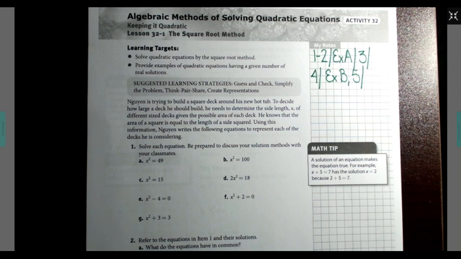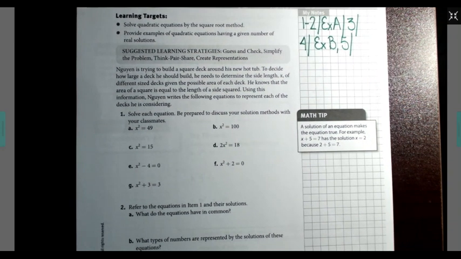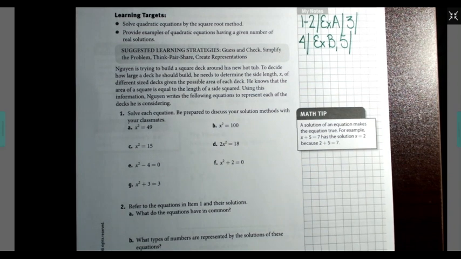It starts off by saying, Nguyen is trying to build a square deck around his new hot tub. To decide how large a deck he should build, he needs to determine the side length x of different sized decks given the possible areas of each deck. He knows that the area of a square is equal to the length of a side squared. Using this information, Nguyen writes the following equations to represent each of the decks he's considering.